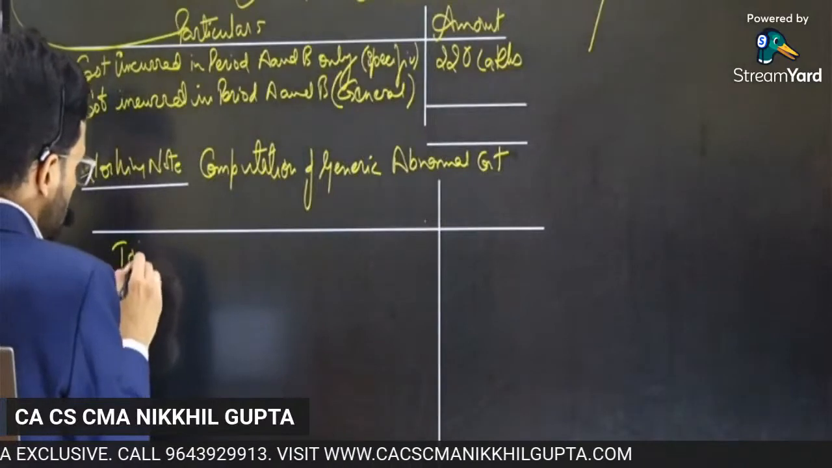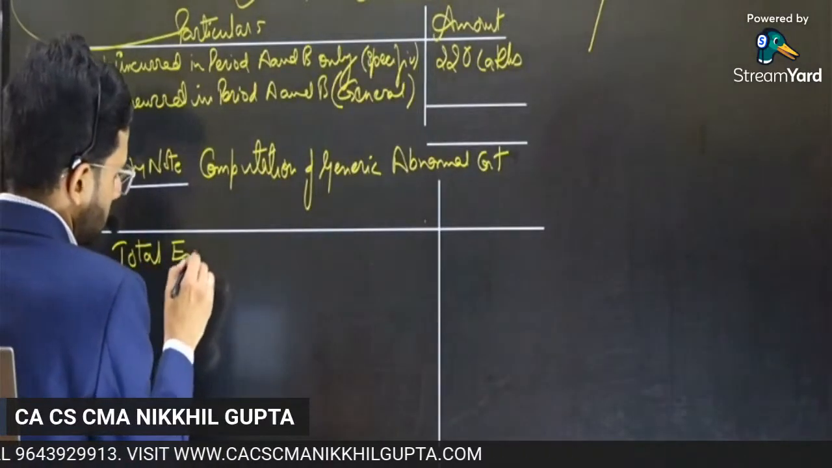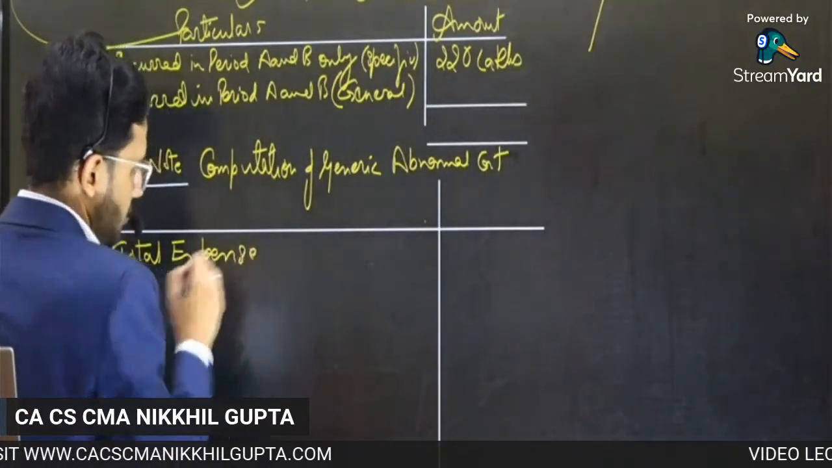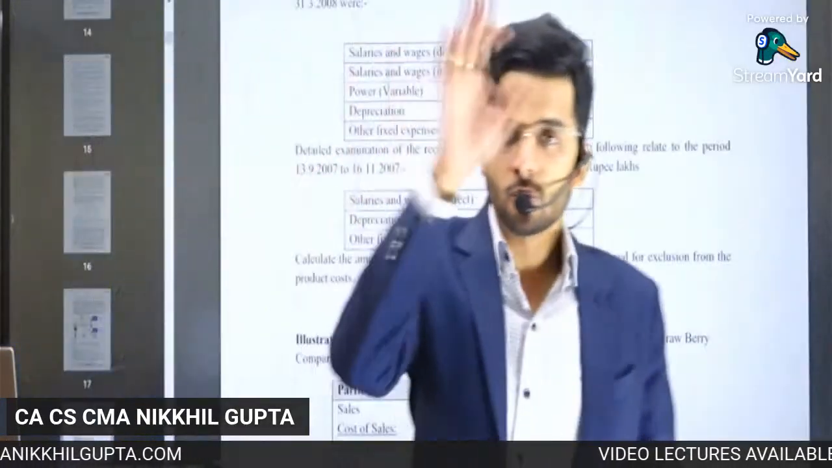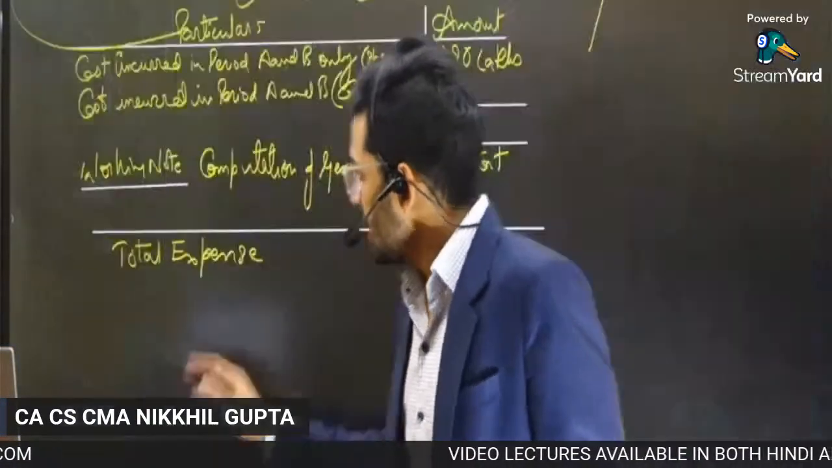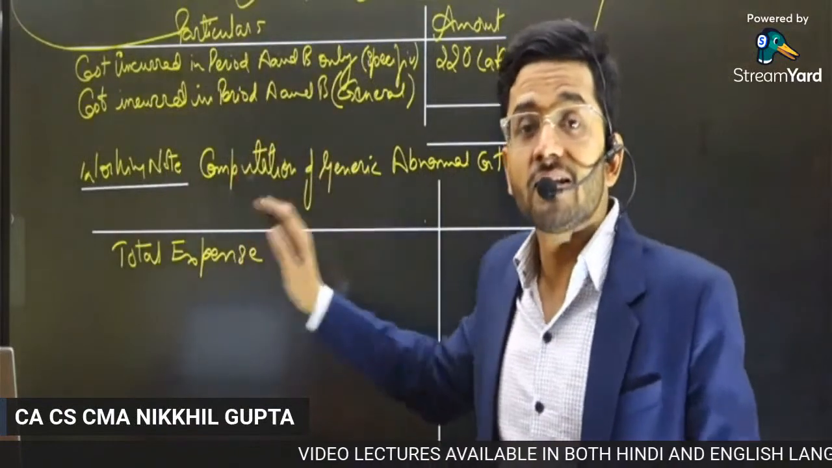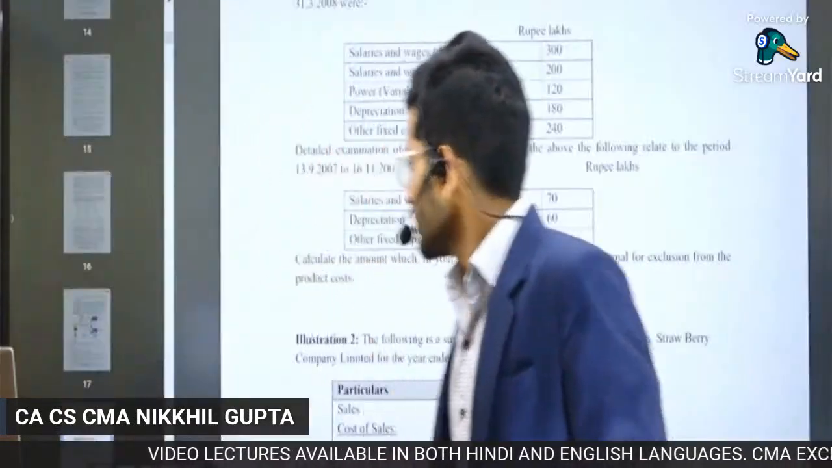Okay, so first I'm going to take the total expenditure which has been incurred during the year. I'll start with that figure, and then I will keep on reducing the irrelevant cost. Okay, I'll tell you how.